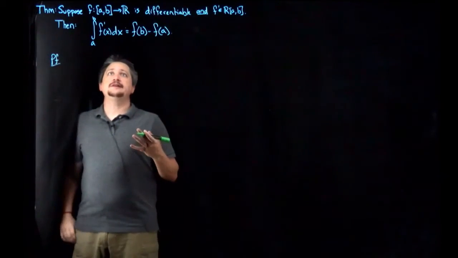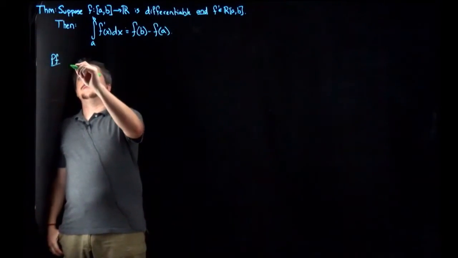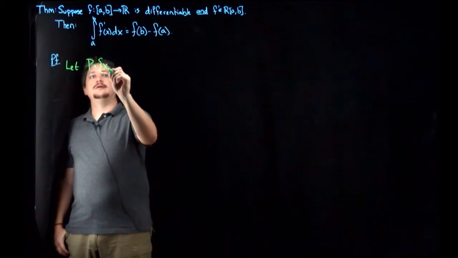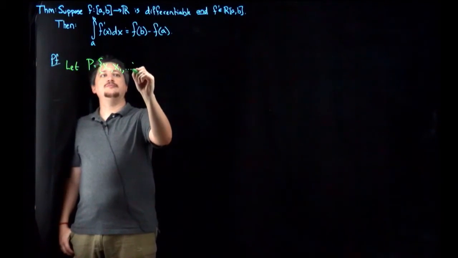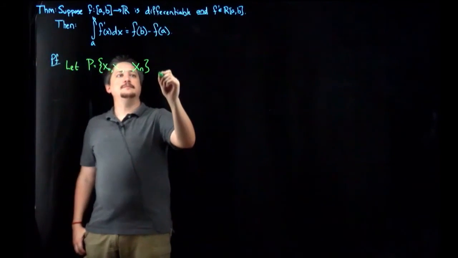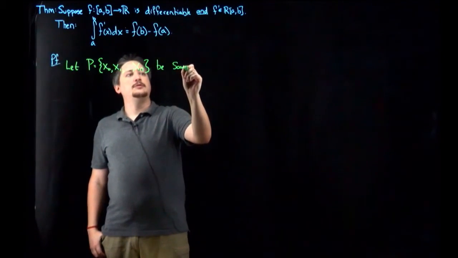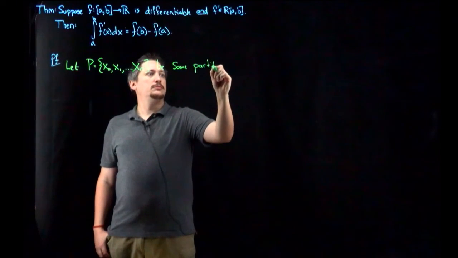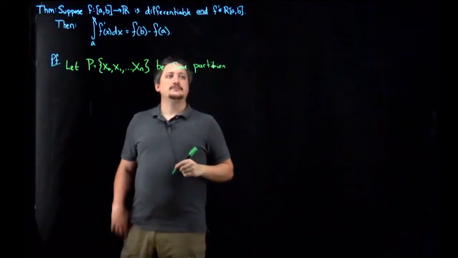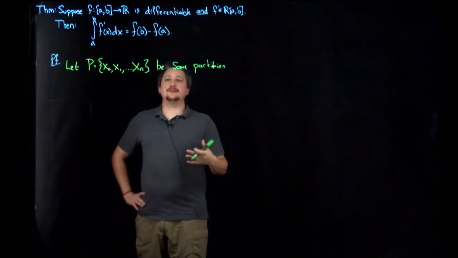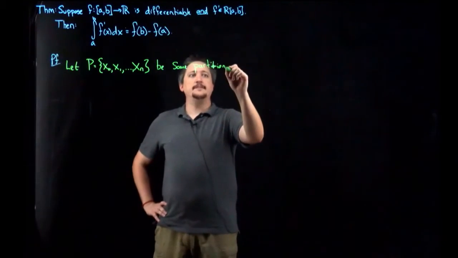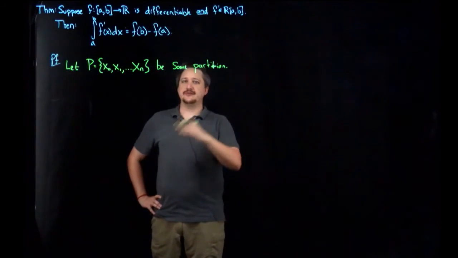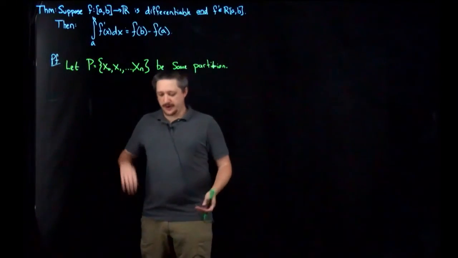All right, so in the spirit of that, let's take P to be any partition. So let P, which again we'll call x0, x1, up to xn, be some partition. Sort of noteworthy here is that I'm not declaring any features of P. I want this to hold for an arbitrary partition. So this is just some arbitrary partition, okay?